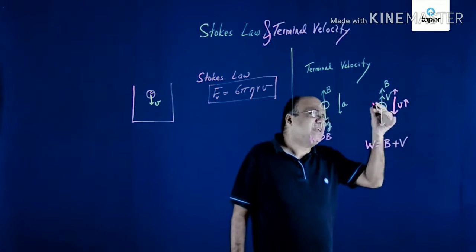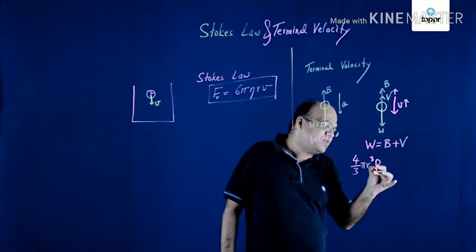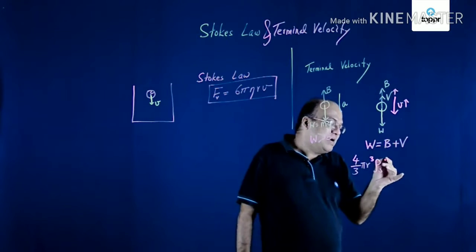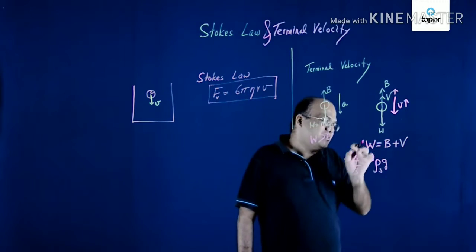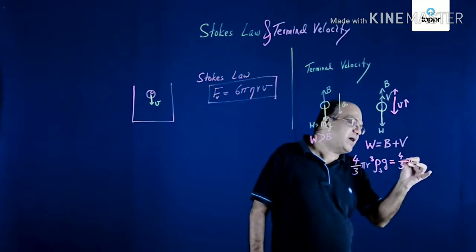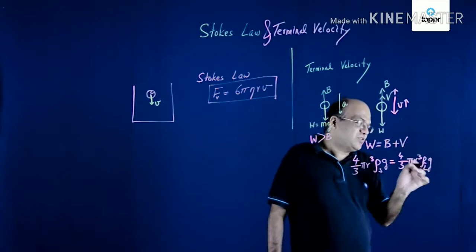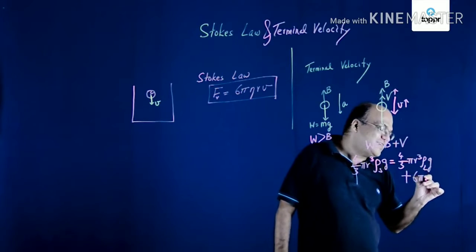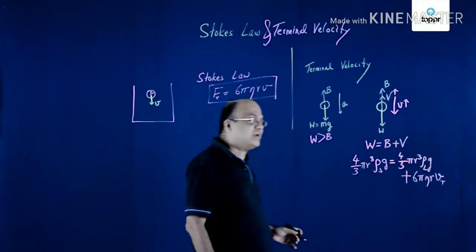So weight is volume, 4 by 3 pi r cube, into the density of the solid, whatever solid is falling through that viscous fluid, multiplied by g. Volume into density is mass, and mass into g gives us weight. The buoyant force is the weight of the liquid displaced, that will be 4 by 3 pi r cube, that is the volume, again into density of liquid into g. And the viscous force is given by 6 pi eta r v. When all these are balanced, we get the terminal velocity, which we can call Vt.